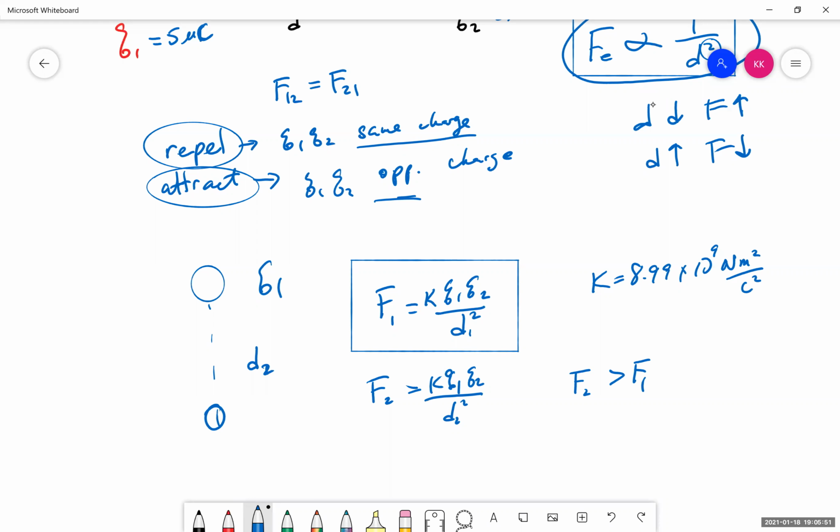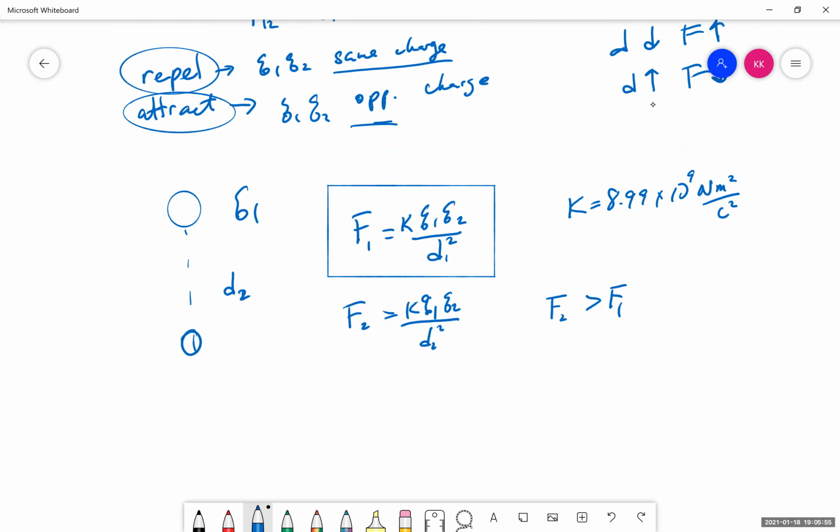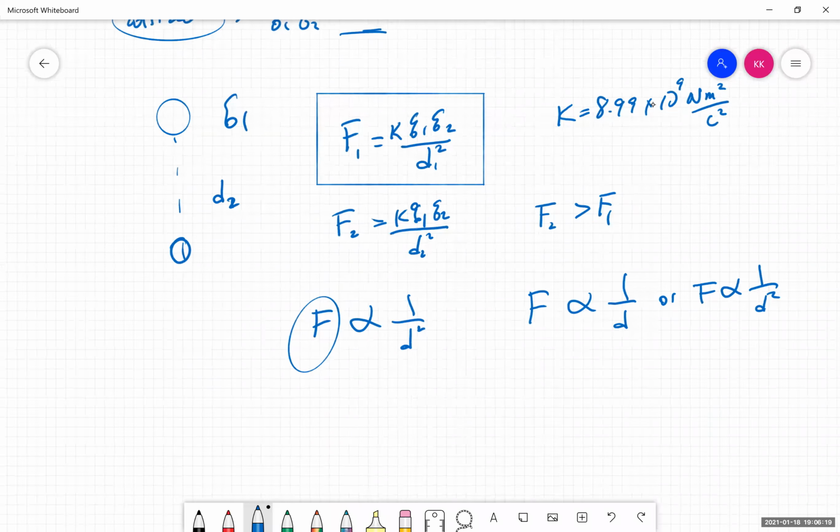That means one of the things we're going to be doing in this experiment is investigating those relationships. Is force really proportional to 1 over d squared? What it means is that if I'm looking at force and distance, I want to see whether the force is proportional to 1 over distance or to 1 over distance squared. And the best way to do this is to look at the graph.